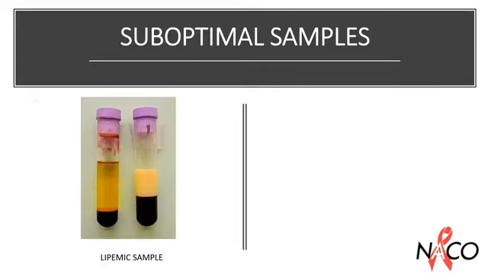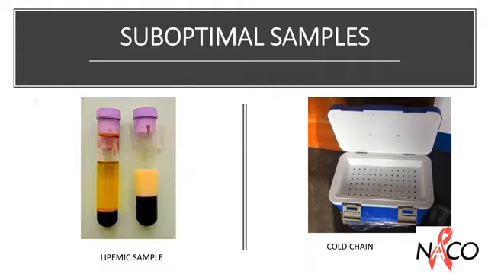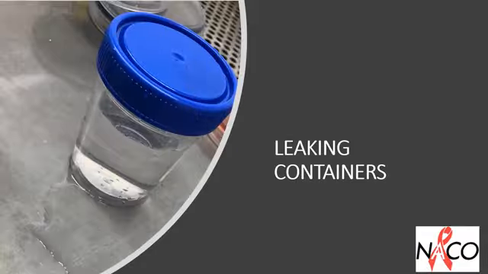After hemolysis, lipemia can cause significant interference in the analytical results of different biochemical parameters. Therefore, lipemic samples should always be rejected and fresh specimens should be asked for. Another example of suboptimal specimen is if cold chain is not maintained during transport of the sample, it should always be recollected. Specimens received in leaking containers leading to inadequate sample for further processing should be rejected and fresh specimen should be asked for.